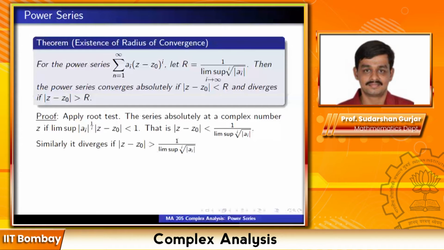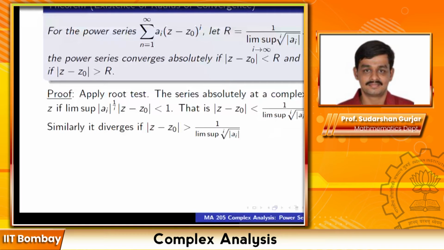Okay, the proof is really, in some sense, we have already proved the theorem. This is the immediate consequence of the root test. So apply the root test. So now what is the series? The series is summation a_i (z minus z naught)^i. So the first term of the series is a1 (z minus z naught), second term is a2 (z minus z naught) squared, third is a3 (z minus z naught) cubed. So that is the series for which we have to apply the root test, not summation a_i. Now our series is summation a_i (z minus z naught)^i.